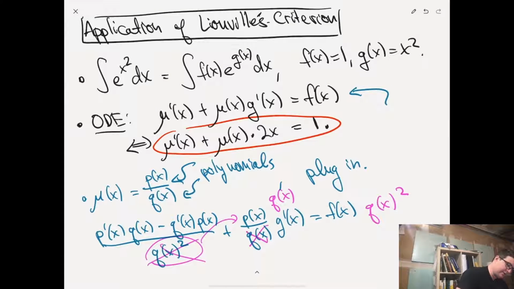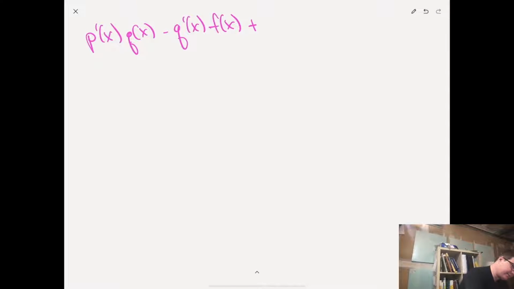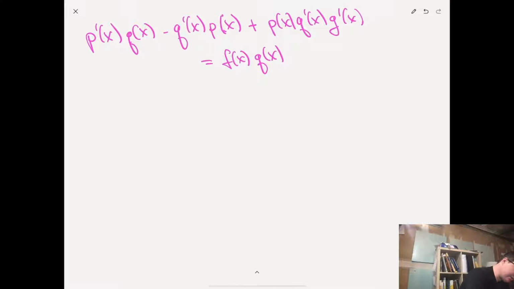So we get p prime of x, q of x. I'm preparing this right now because I'm going to do some more examples after this one, and I want this formula to make it easier. So that we have p of x, q prime of x, g prime of x, and this is equal to, oh, this is not an f here, this is a p. And then we have f of x, q of x squared.